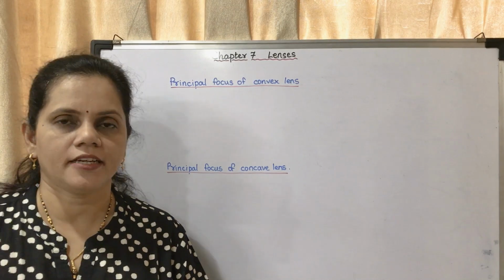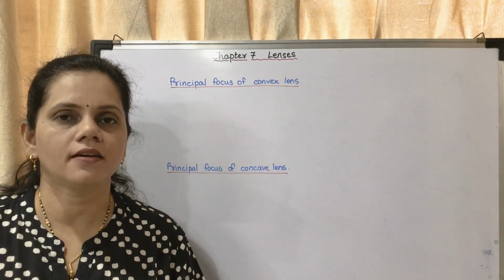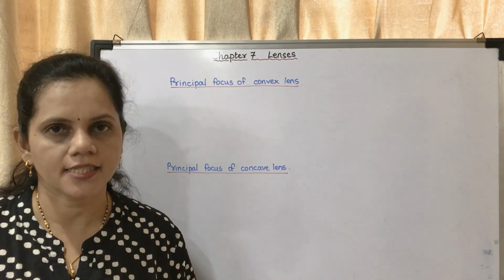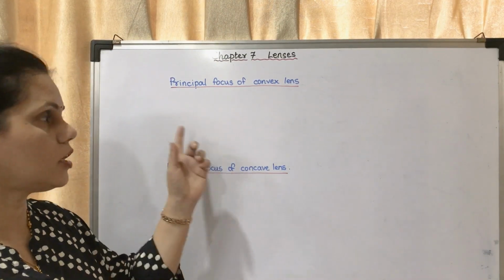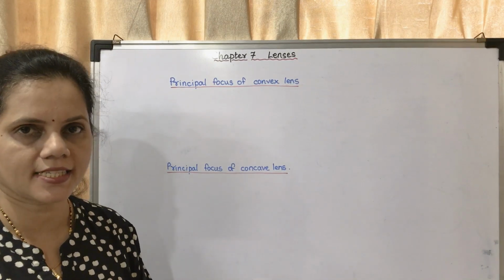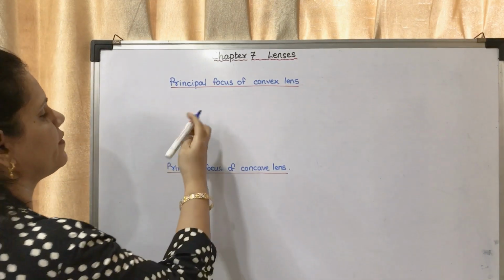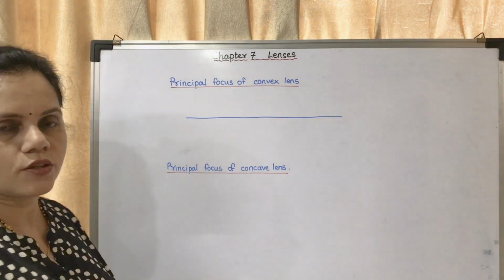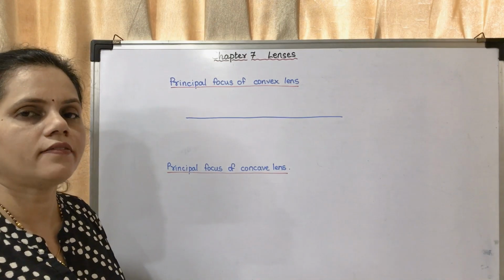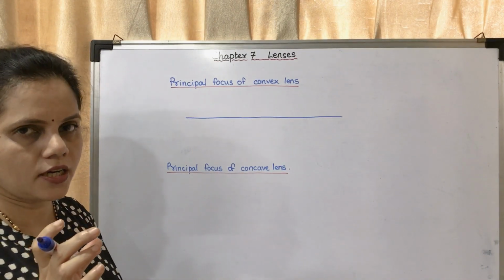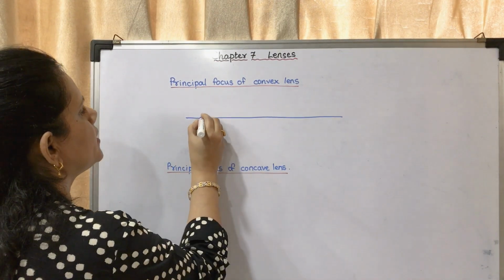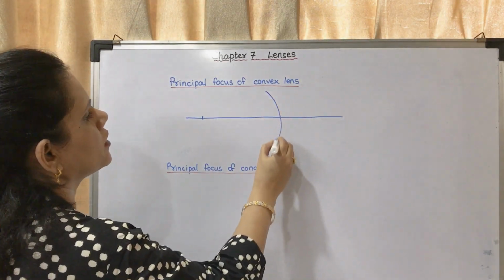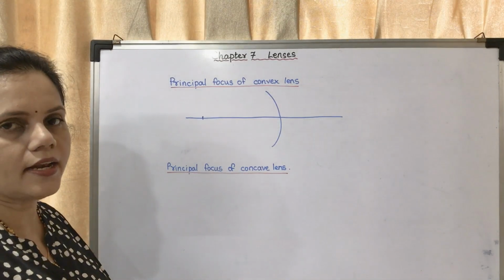To draw the ray diagrams, you will need a scale, pencil, and rounder. Okay, it is important for you to keep them with you while learning this chapter. Now I'll show you how to draw the principal focus of a convex lens. First you have to draw a straight line. This forms the principal axis. You have to take 6 centimeter on your rounder and keep it at a point and draw an arc.